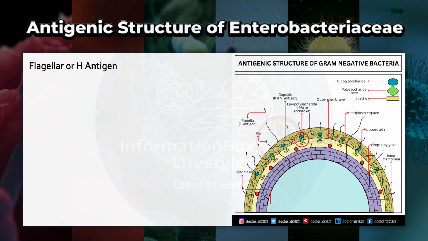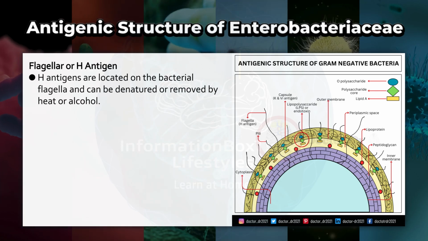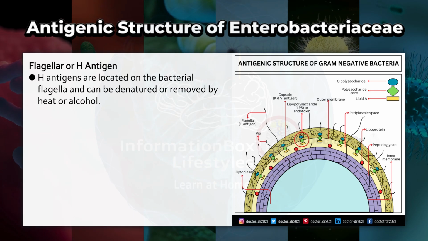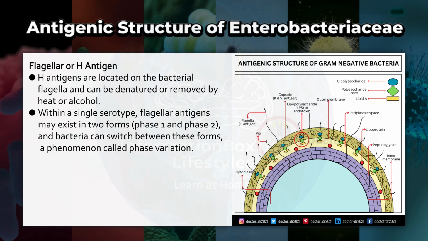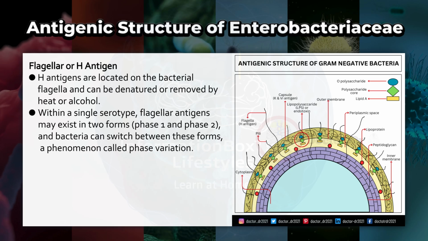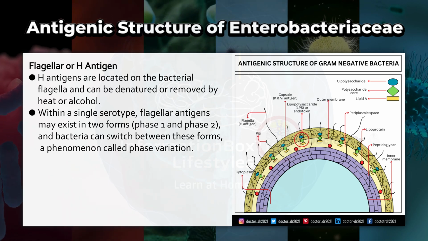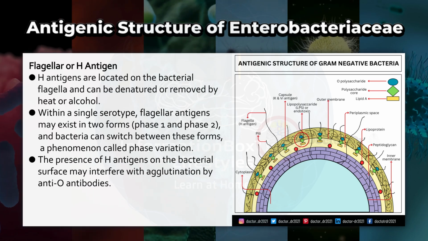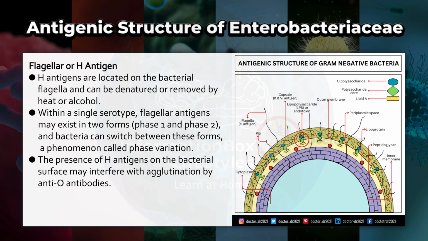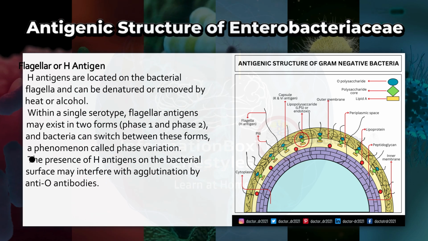Flagellar or H antigen. H antigens are located on the bacterial flagella and can be denatured or removed by heat or alcohol. Within a single serotype, flagellar antigens may exist in two forms, phase 1 and phase 2, and bacteria can switch between these forms, a phenomenon called phase variation. The presence of H antigens on the bacterial surface may interfere with agglutination by anti-O antibodies.